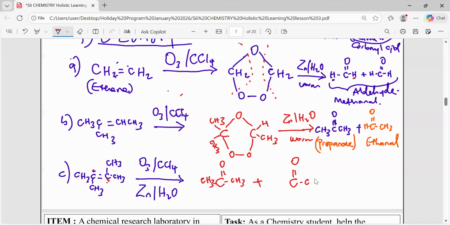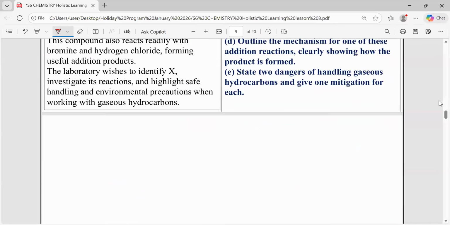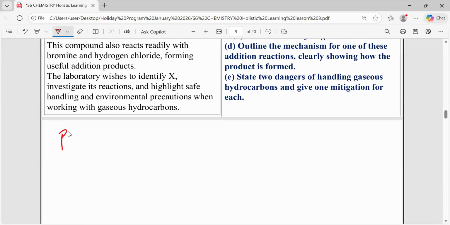So we attach here, it is CH3 still. Oh, this one is the same. Are you seeing that it is giving us the same products? Yes. Now, just for practice, let's try out this.